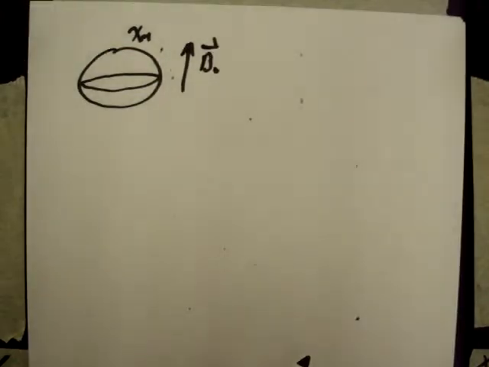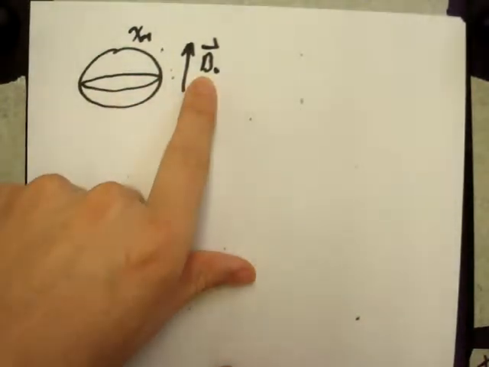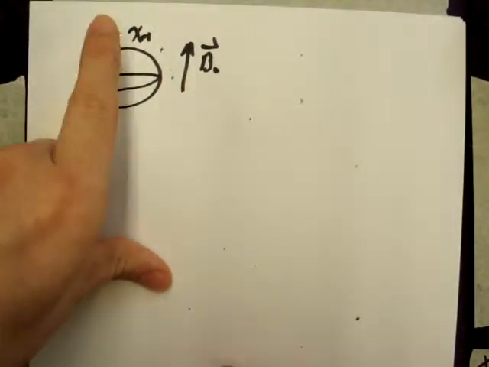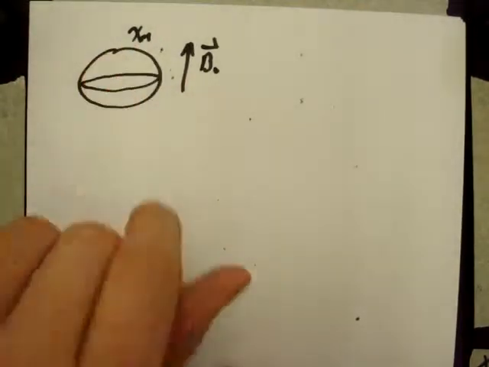Now, we're tasked with finding the new field inside this material, given the fact that this external field will induce a magnetization in here, and the magnetization will then in turn produce its own field inside the material.